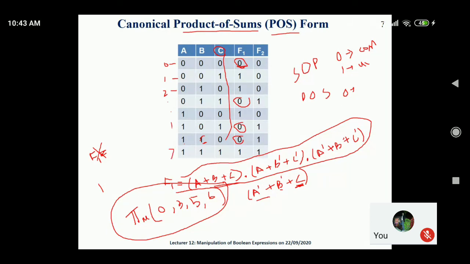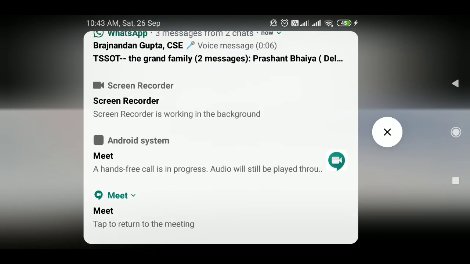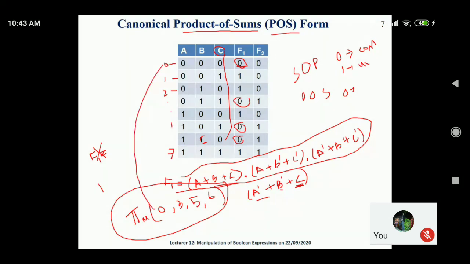So see here, it is clearly defined: A plus B plus C. That means A plus B plus C is what? 0. So 0 is coming here. And 3, which one is the 3? 0, 1, 1. So it is 0 here. F1 is 0, so this one is 3. Something like that. Are you getting my point?